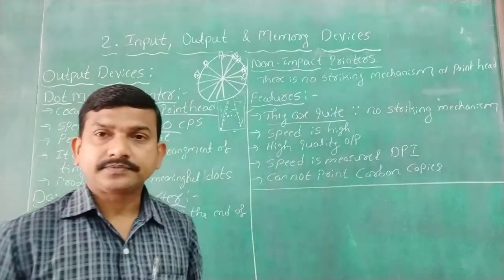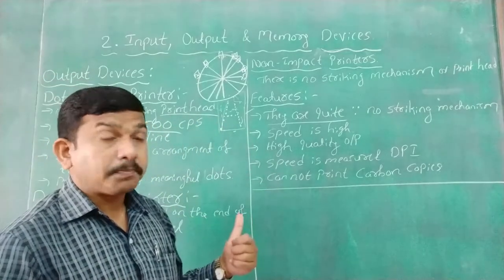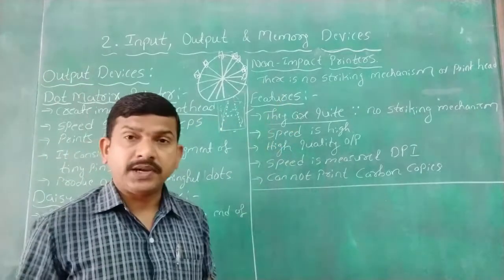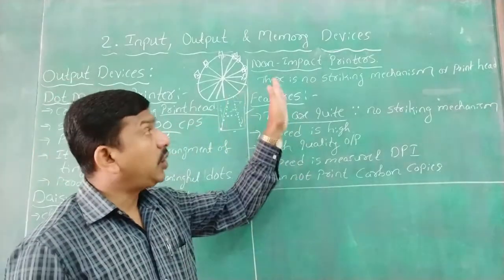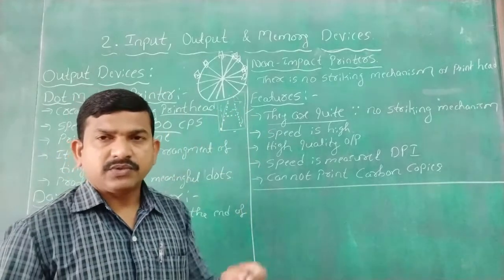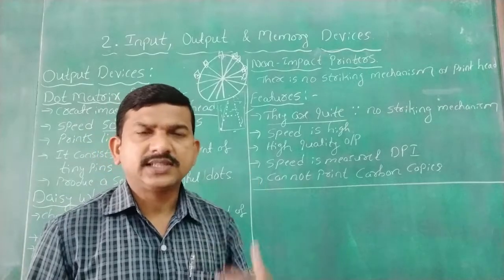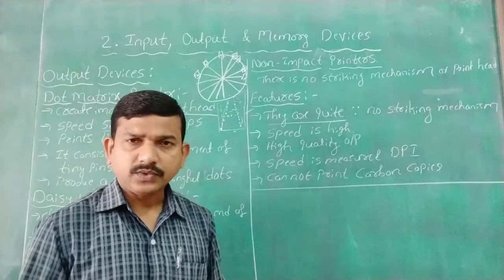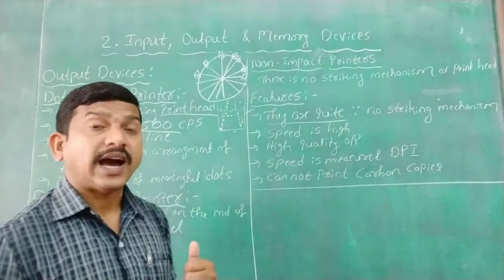Speed is high. So compared to impact printer, the speed of non-impact printer is very high. Means within a fraction of a second, if you give print, within 2-3 seconds, you will get the printout. Is it clear? That's why speed is high.